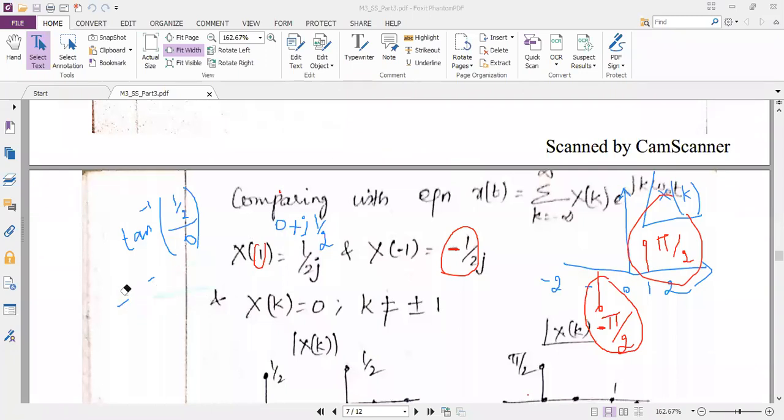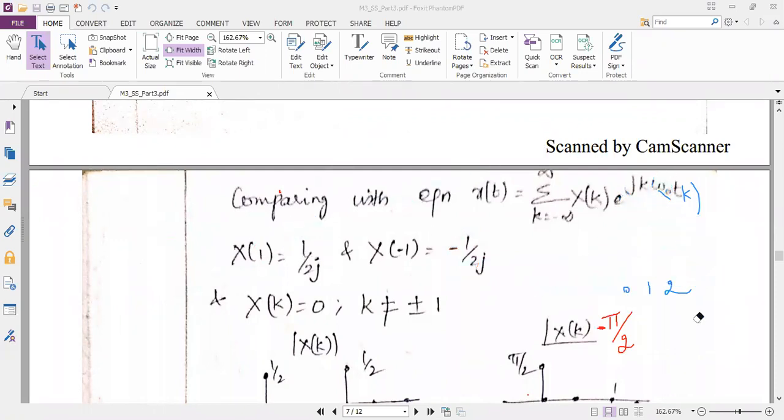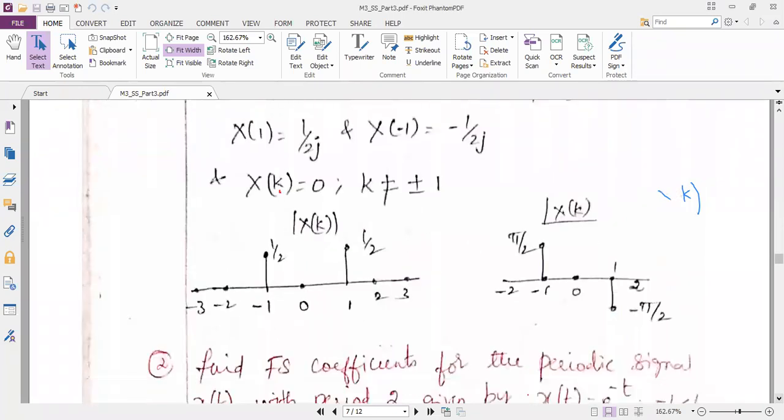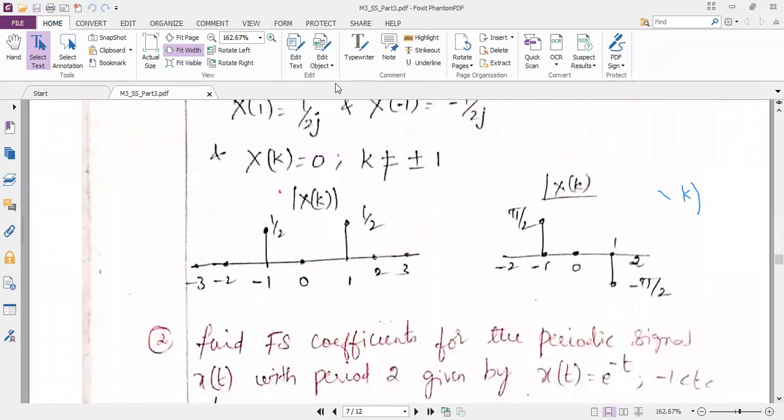So I hope you all understood this problem. See, in my notes, I think I have made a mistake in plotting the phase. So when you refer to my notes, don't take my answer. I wrote these notes long back, and I would have written very fast. I would have made the mistake here. See, this is wrong actually. At 1 we should get plus 90 degrees, and at minus 1 we should get minus 90.